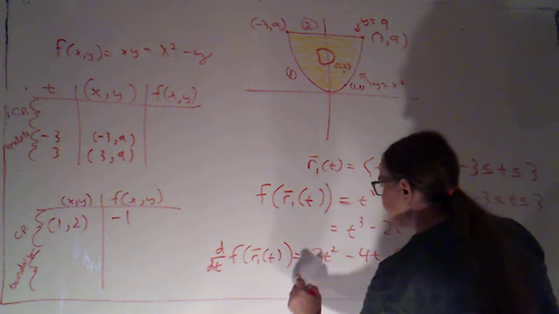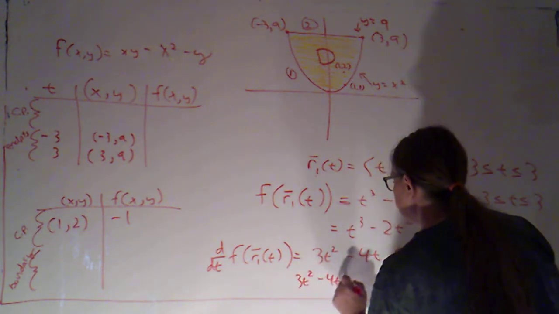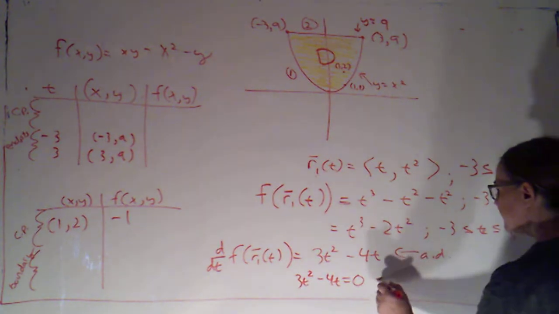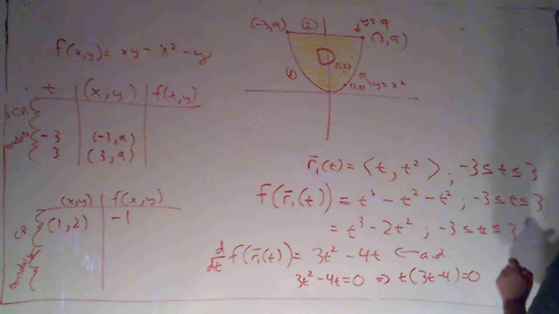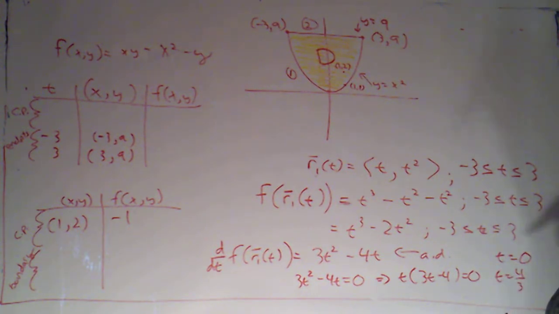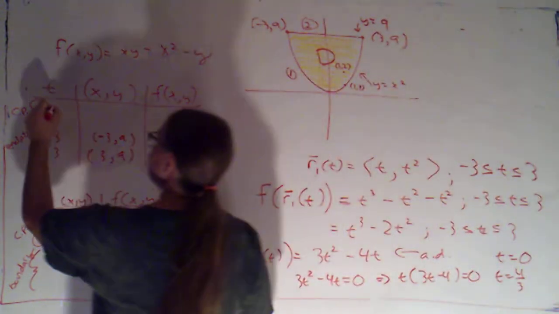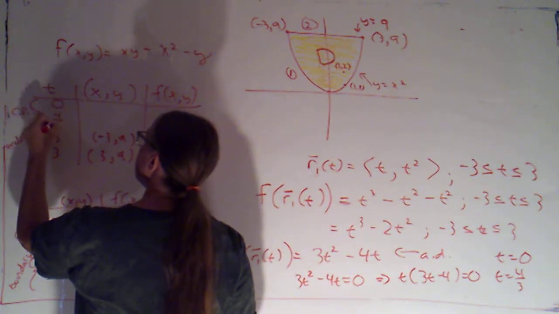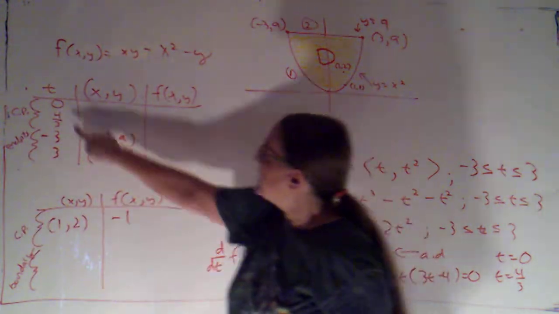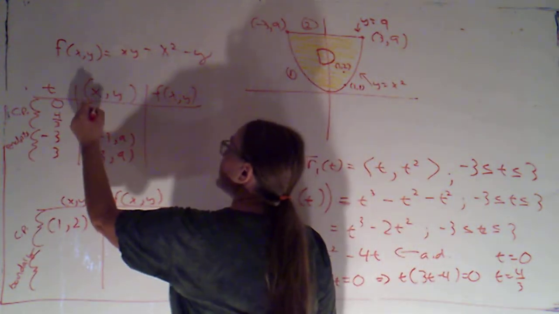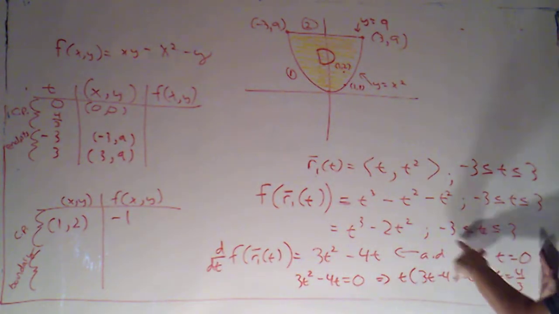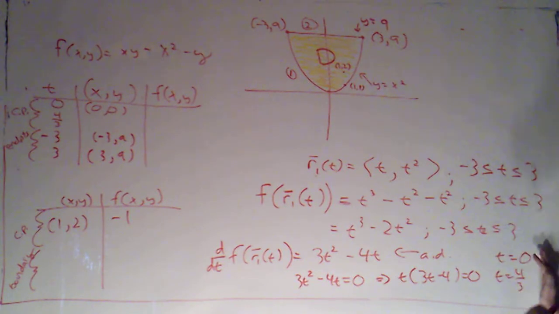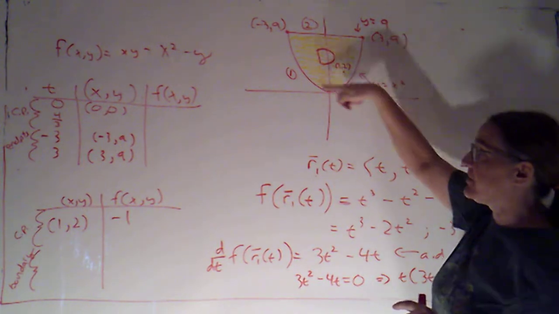When is that 0? 3t squared minus 4t equals 0. Well, I can factor. So that's t times 3t minus 4 equaling 0. So t would equal 0, or t would equal 4/3. So I've got 2 critical points, t being 0, t being 4/3. If t is 0, my point xy is 0, 0. I should point out both of these numbers are between -3 and 3. So they both will correspond to points on this boundary curve.